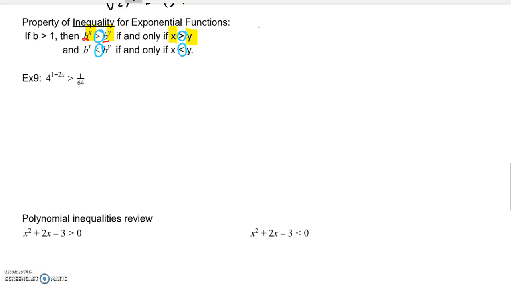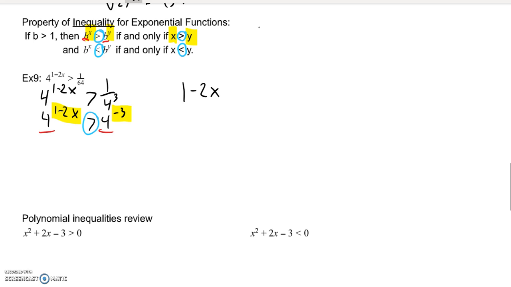So after that, it's just solving. So again, we have to make the bases match. So we're going to start by changing the 64 into 4 cubed. We're going to convert our fraction into a negative exponent so that our bases match, and we can set the exponents equal to each other, except they're not equal this time. They are greater than. So 1 minus 2x is greater than negative 3.